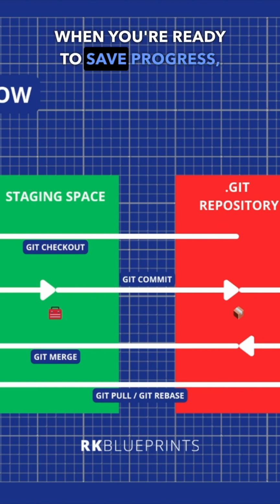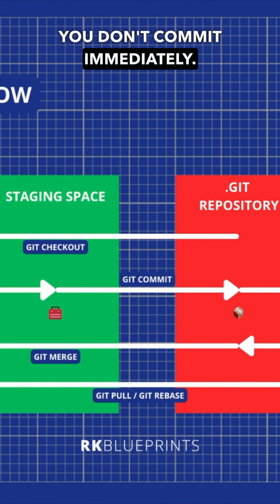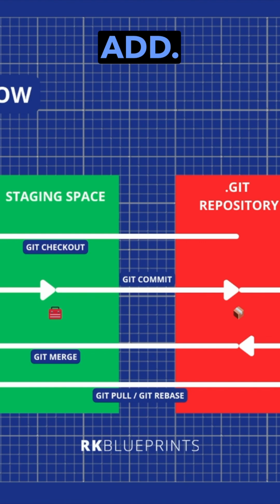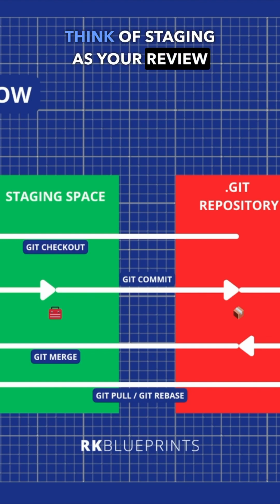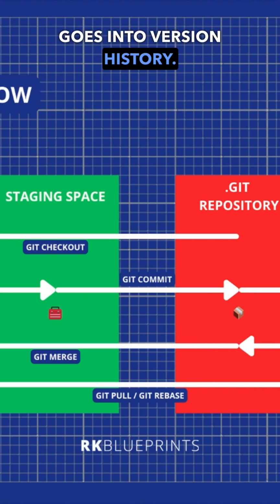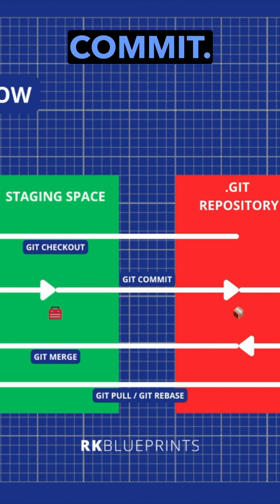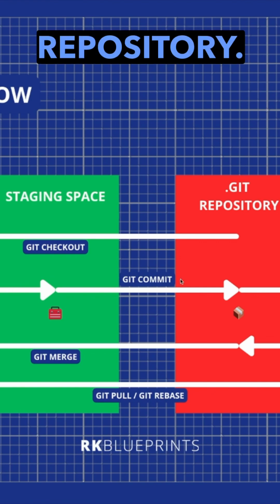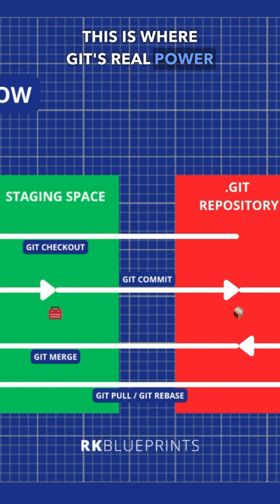When you're ready to save progress, you don't commit immediately. You move changes into the staging space using git add. Think of staging as your review area. You're intentionally selecting what goes into version history. Once staged, you commit. That snapshot is now stored in the local Git repository. This is where Git's real power lives.